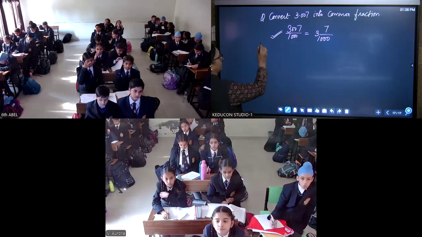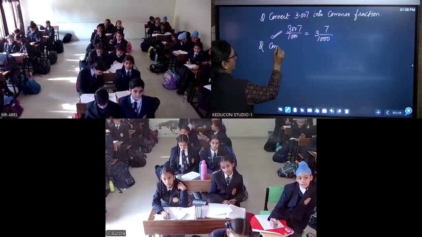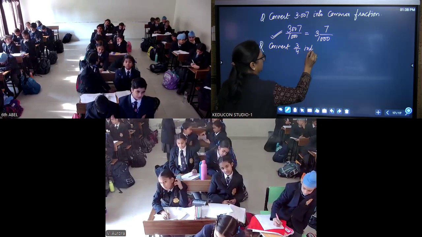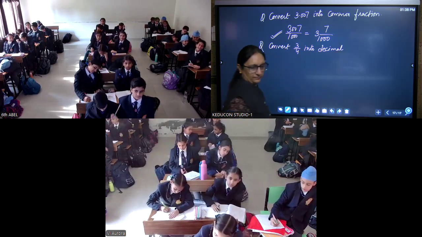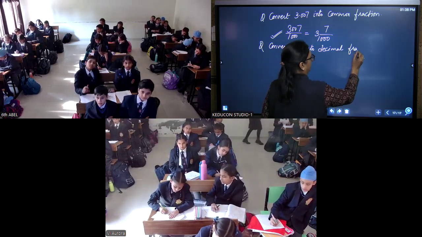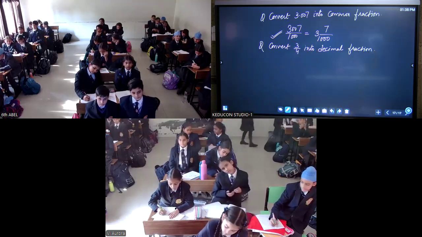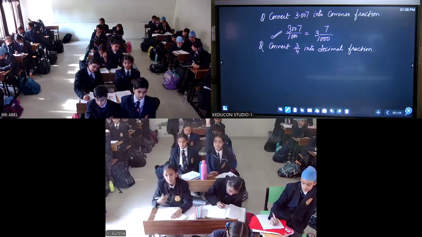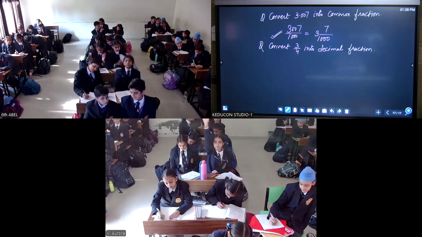One more from the fraction, like this decimal chapter. Convert 3 by 4 into decimal. Convert this into decimal fraction. Do it, 3/4 into decimal fraction.